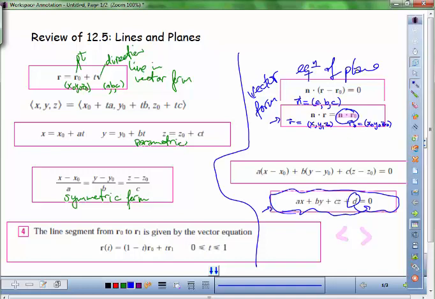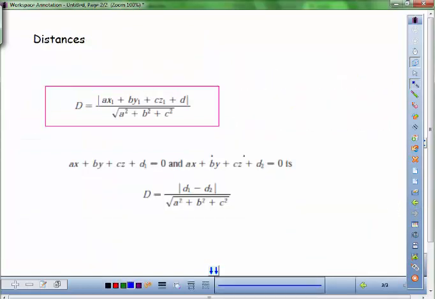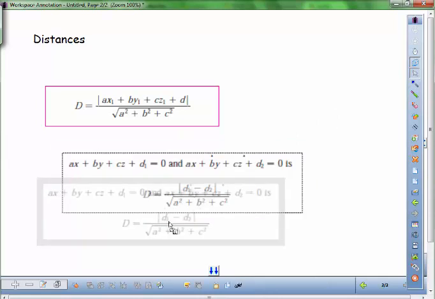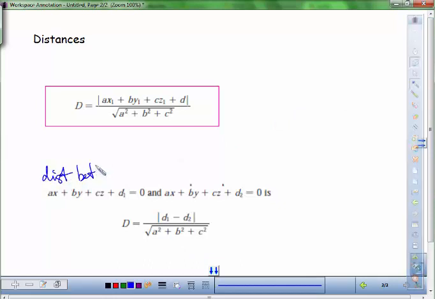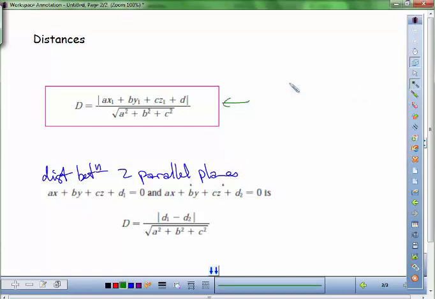All right. The other thing that was highlighted in this section was distances, and we talked about the distance between two parallel planes, and that's this distance over here. The distance between these two parallel planes. What we didn't do is this distance between a point and a plane.